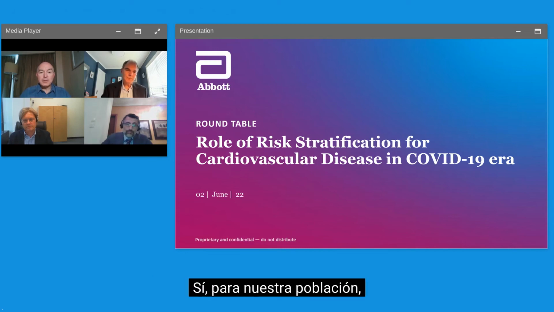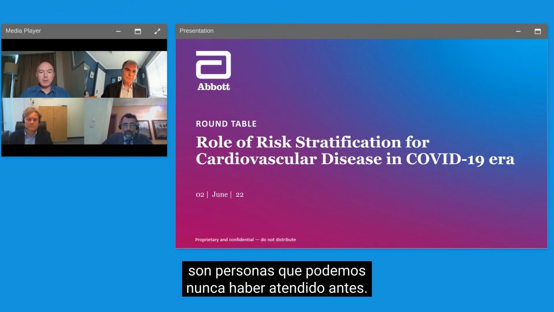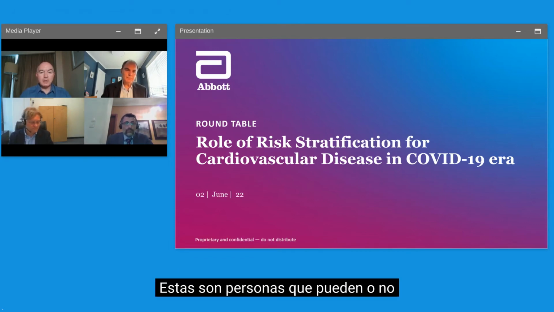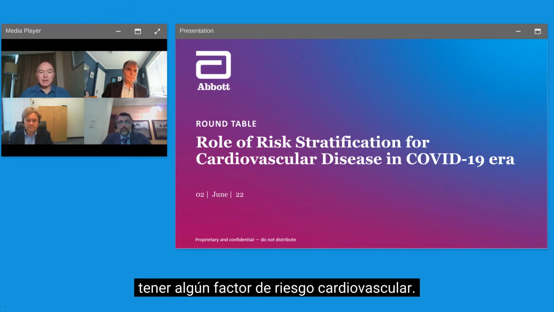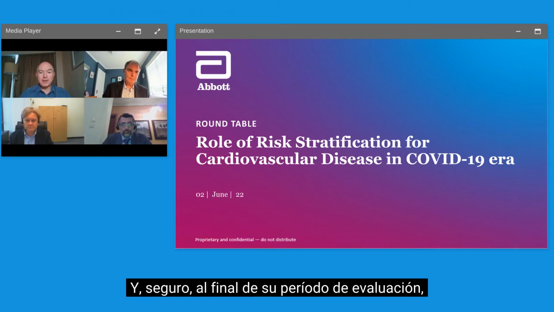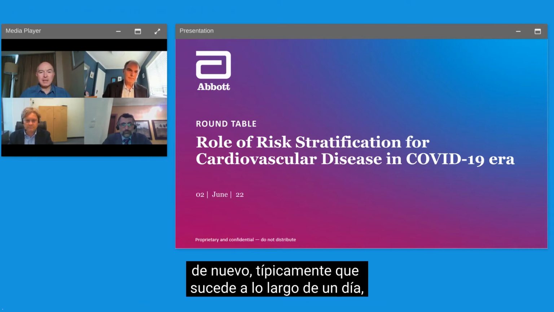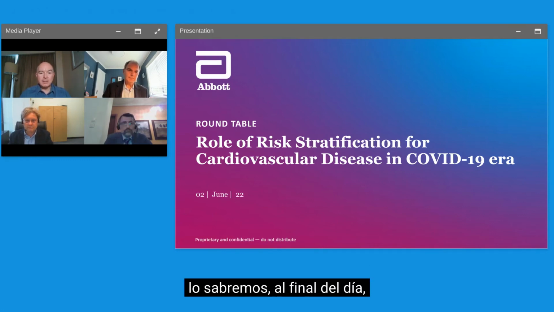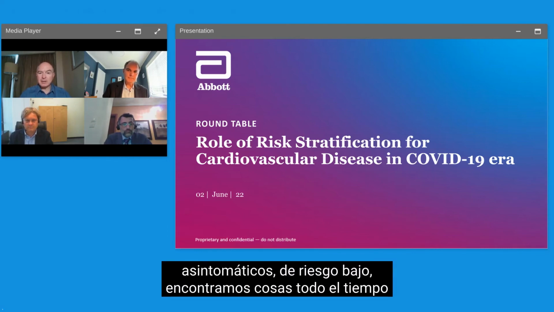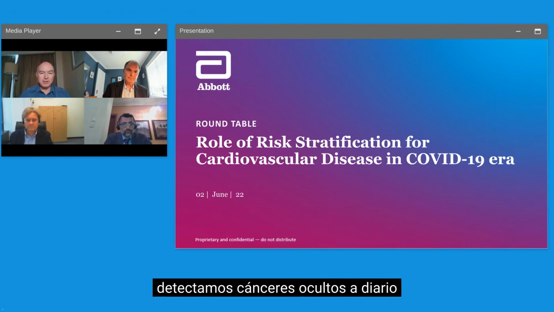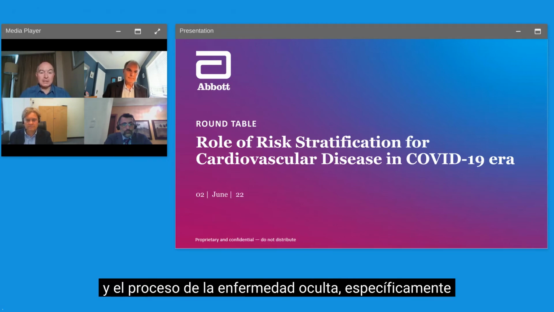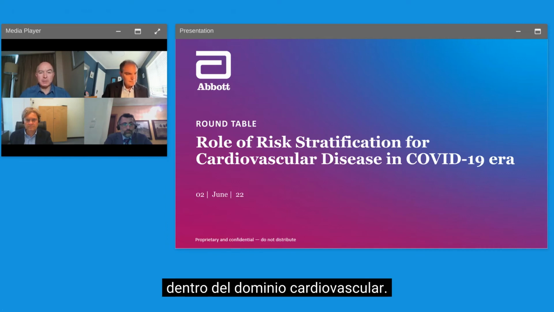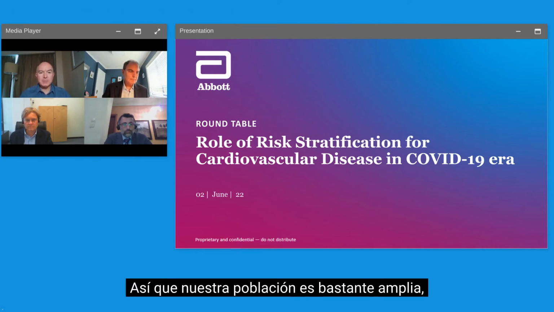Yeah, so for our population, it is people that we may have never seen before. These are people that may or may not have any cardiovascular risk factors. But for sure, by the end of their assessment period, which typically happens throughout a day, we'll know by the end of the day and have a conversation with them based on the findings. So even though they might be new to us, asymptomatic, low risk, we find things all the time. And not just in cardiovascular, we pick up occult cancers on a daily basis, and occult disease processes specifically within the cardiovascular domain. So our population is pretty broad in terms of the risk stratification.